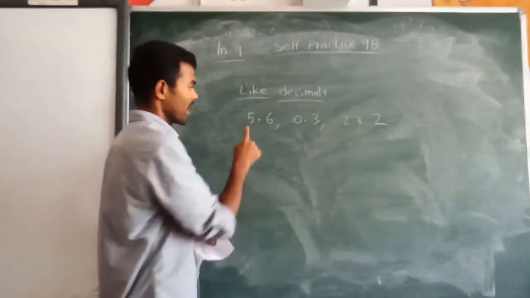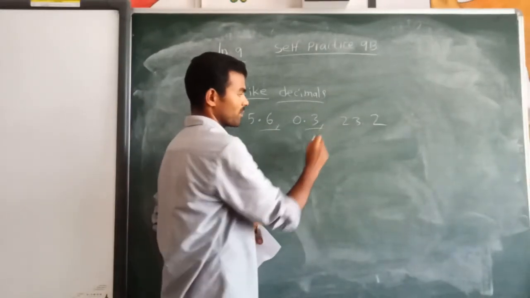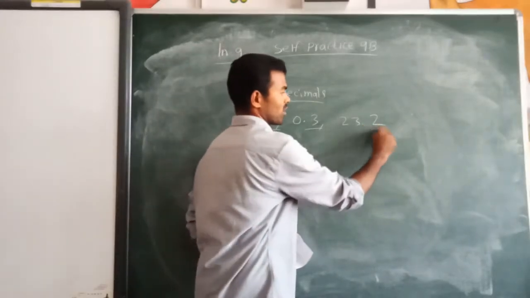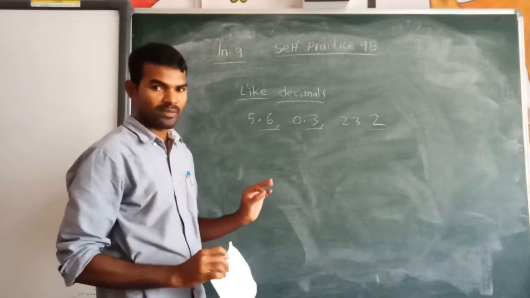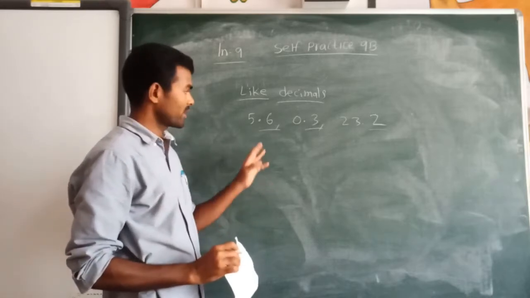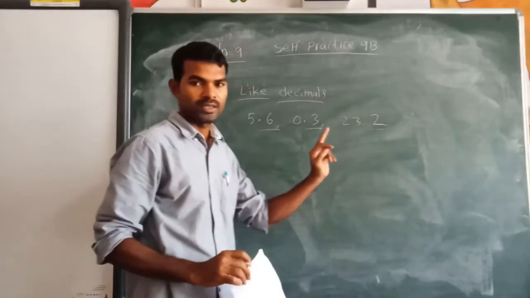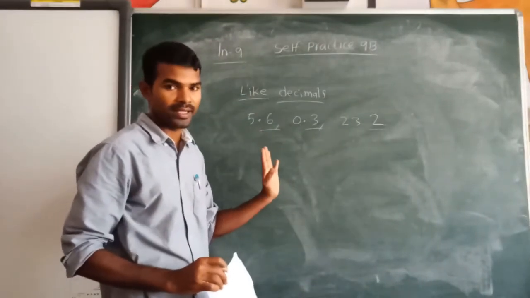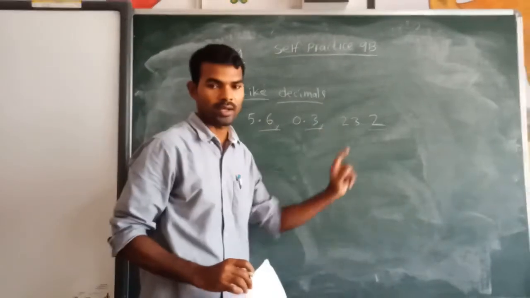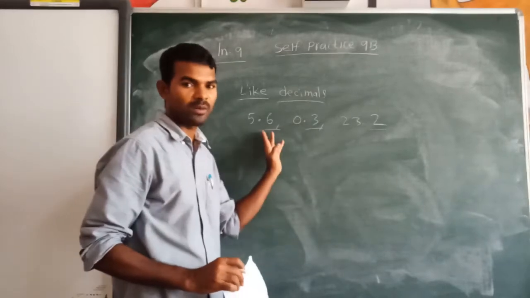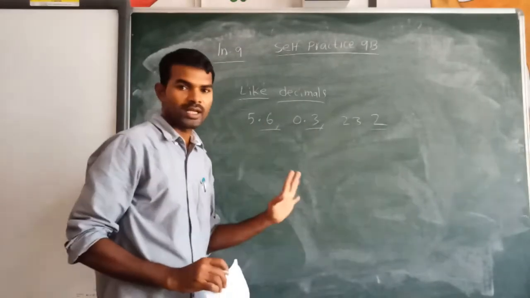Children, look at this: 0.6. After the point, how many places here? 1. After the point, how many places? 1. After the point, how many places? 1. So if in the given decimal numbers, every number after the decimal point has the same number of places, that is like decimal. Here only one number, all the places are the same. After the point, only one number is coming everywhere, so that is like decimal.